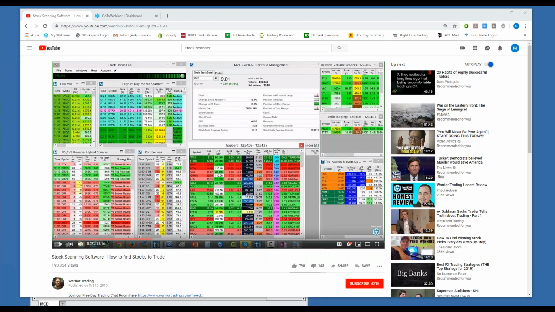So what we wanted to do was provide you with a tool that puts this all together. And that's what we've done. And I want to show you our scanner. You're not going to have to look at all of this data, and you're not going to go crazy trying to find a good instrument to trade.